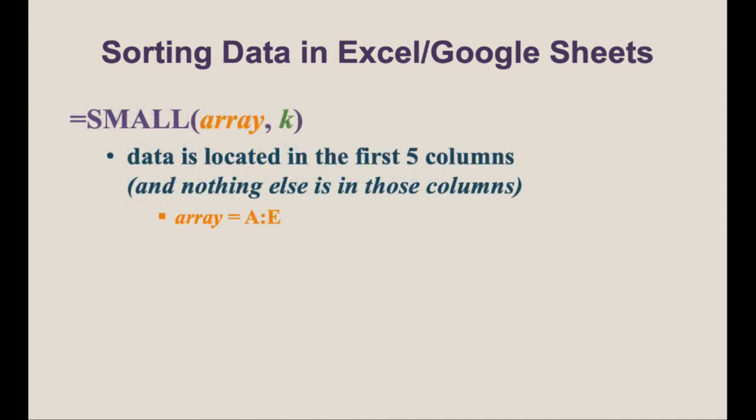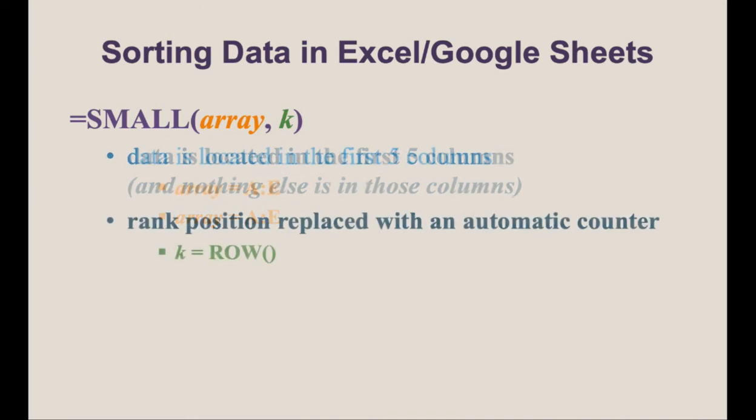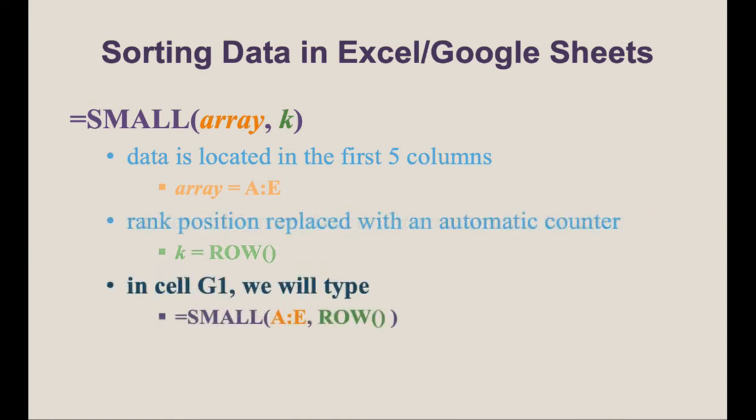Let's assume the data is the only information in columns A through E, not necessarily filling the entire columns, but there is nothing else in those columns but the data. In place of the position argument, we will use a function that automatically counts for us, namely the row function. We'll explain this a bit more shortly. Let's skip column F so as to have a blank column between our raw data and the sorted data.